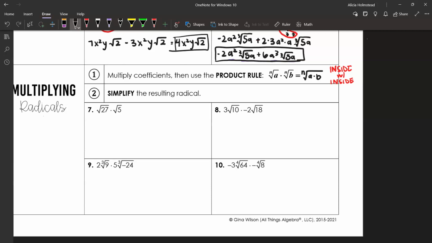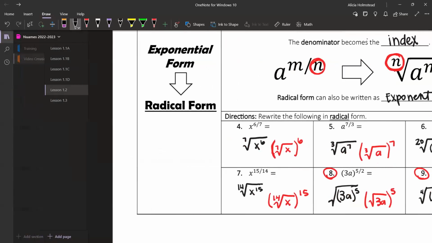So number 7 here, I am so sorry, I don't know why that's happening.